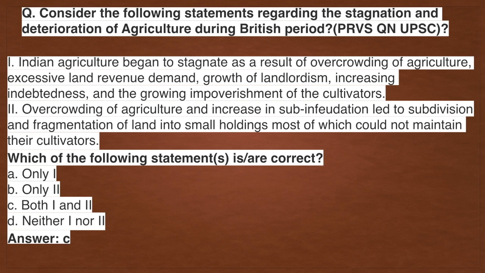Statement 1 is completely correct. The overcrowding of agriculture, excessive land revenue demand, growth of landlordism, increasing indebtedness, and growing impoverishment of the peasantry began to stagnate or even deteriorate the Indian agricultural sector. Statement 2: overcrowding of agriculture and increase in sub-infeudation. Sub-infeudation is a practice in which peasants hold land only under their landlord, and only the peasants are responsible for paying a high amount of tax. Most of the peasants could not meet the high land revenue, and the peasants could not maintain their small holdings. Hence, both statements 1 and 2 are correct. We already discussed this in our previous video on the economic impacts of British rule. The correct answer is both 1 and 2, answer C.